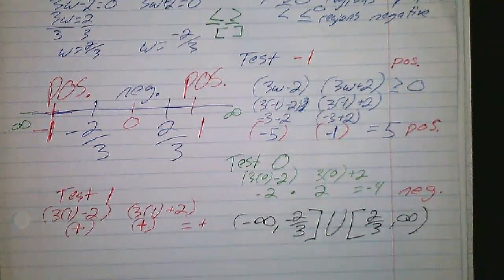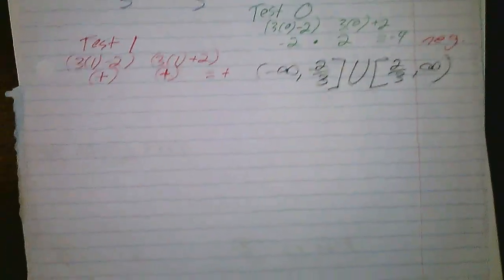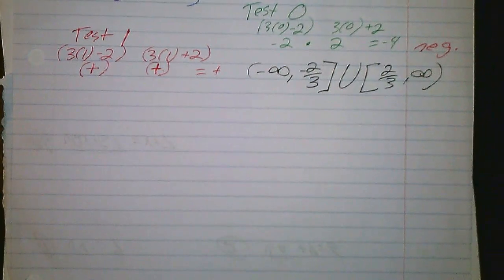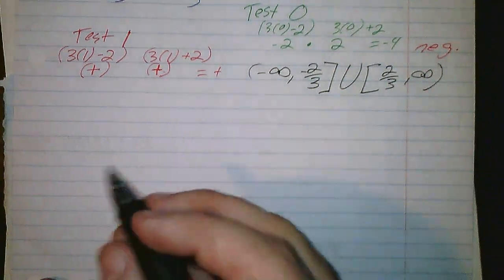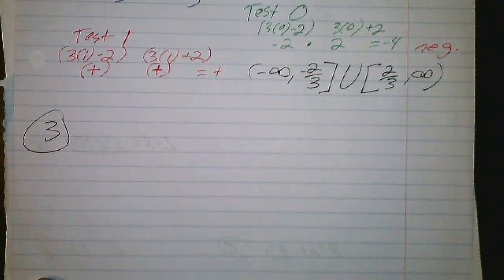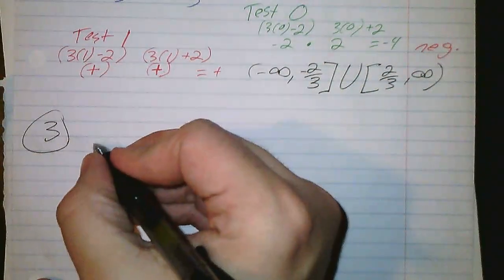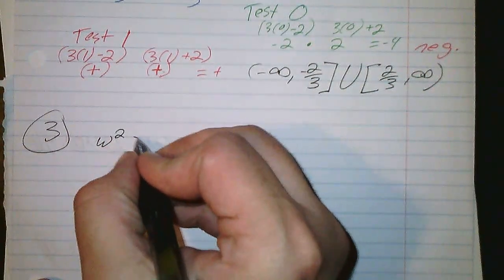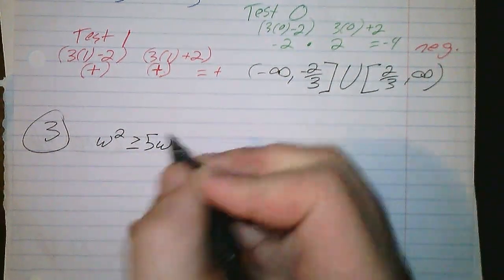So let's look at one more because these take a little bit of time. I'll show you how to use the calculator. Let's take a look at something like number 3 from 7.5. W squared is greater than or equal to 5W.